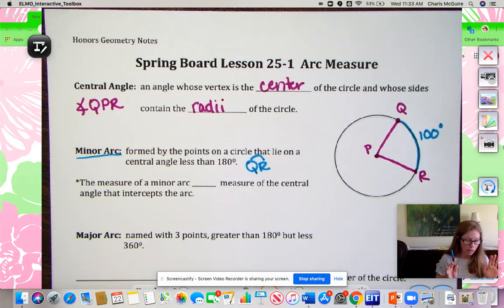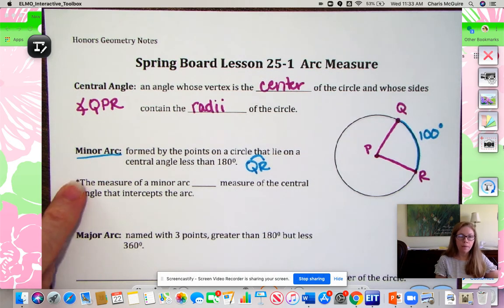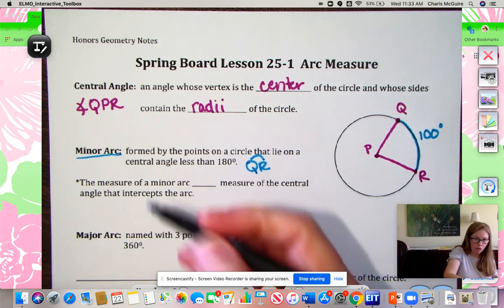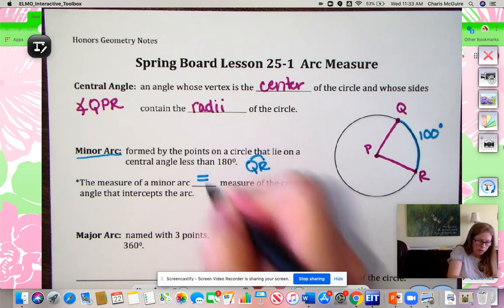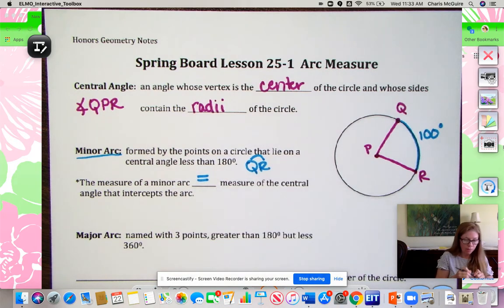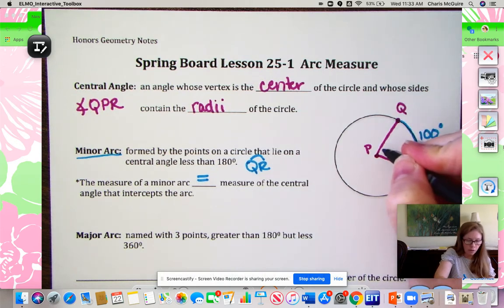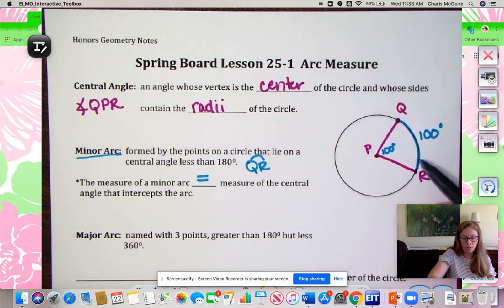Now here is your big theorem today. It says the measure of a minor arc is equal to the measure of the central angle that the arc intercepts. All right, so what does that mean? Whatever the arc is, that's how big the central angle is also. And also vice versa. If the central angle is 100 degrees, then the arc is 100 degrees as well. Super simple, nice and easy.